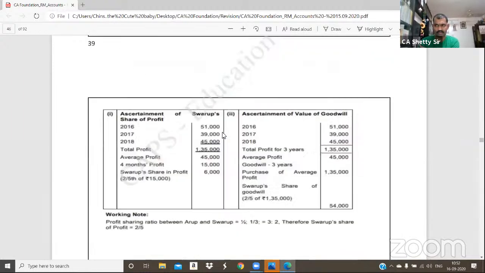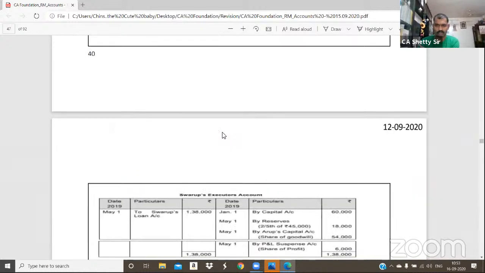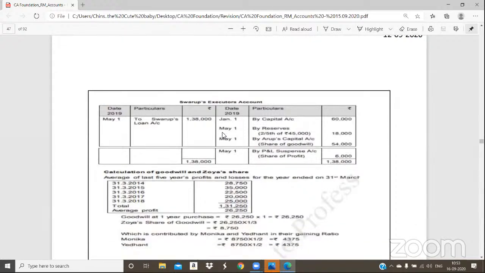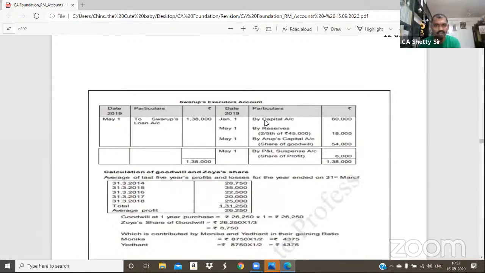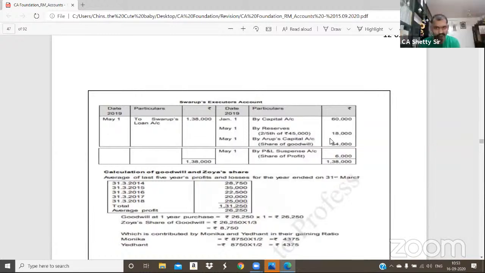45,000 into 3, 1,35,000. His share: 1,35,000, 2 by 3, 54,000. That's it. So now look at S's executor's account, are you able to see? Yes, sir. By capital, by reserves 18,000 we did in the working note, by A's capital.